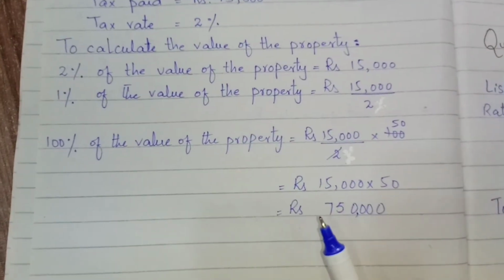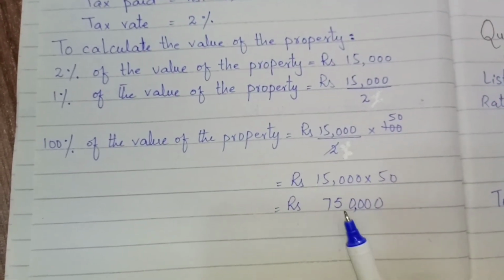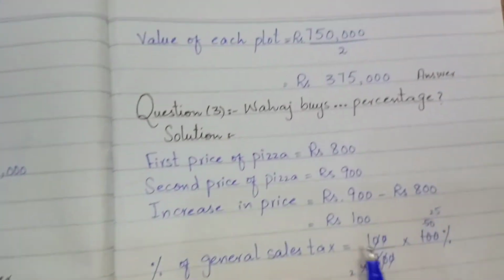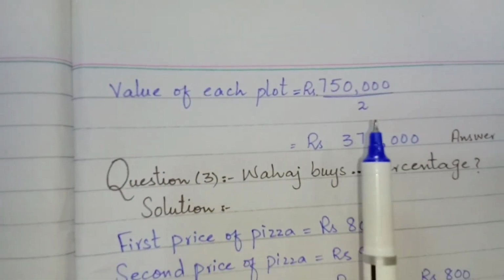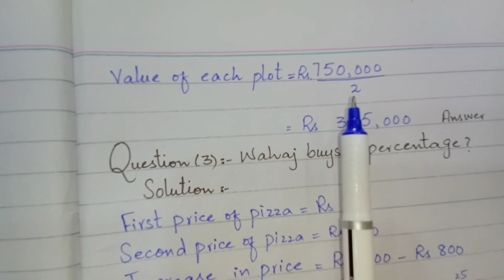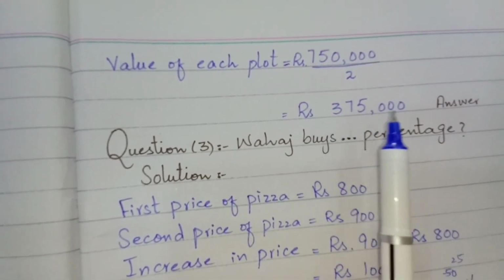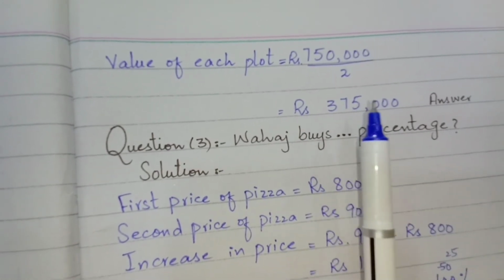Now we have to find the value of each plot. So this is the price of the 2 plots. Now we have to find the value of a single plot, so we divide this value by 2. Value of each plot is rupees 7,50,000 divided by 2, and we get rupees 3,75,000. 3,75,000 is the value of each plot.